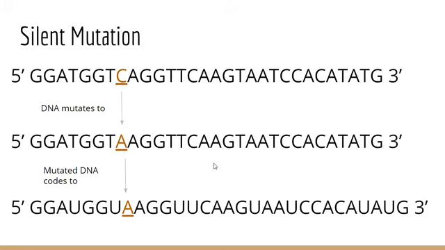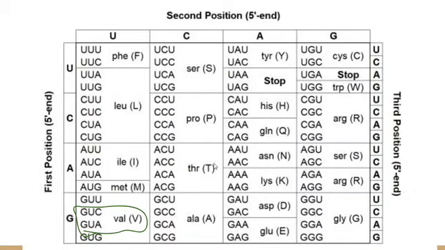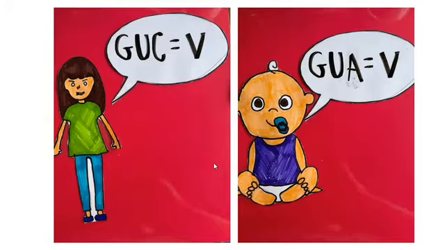If we have a silent mutation, which could be going from a C to an A in a transversion, GUC going to a GUA, well, that still codes for the same exact thing. So there actually is no difference in meaning, and this is what I meant when I said that mutations could actually do nothing at all. And so this is the mom saying GUC equals V, and the baby saying GUA equals V. Although it's different, it actually does mean the same thing.